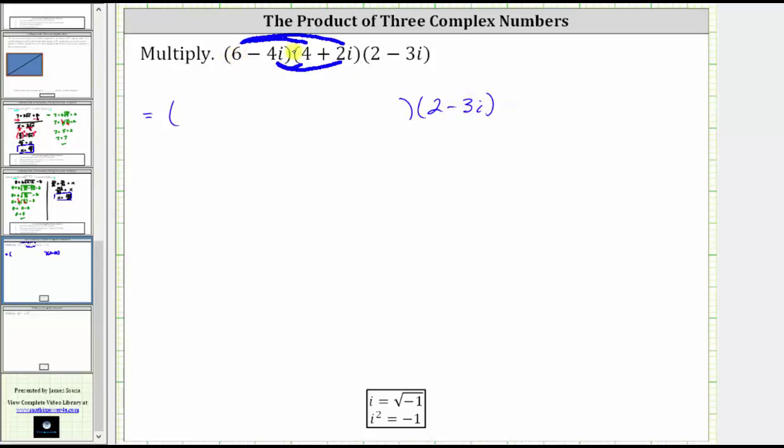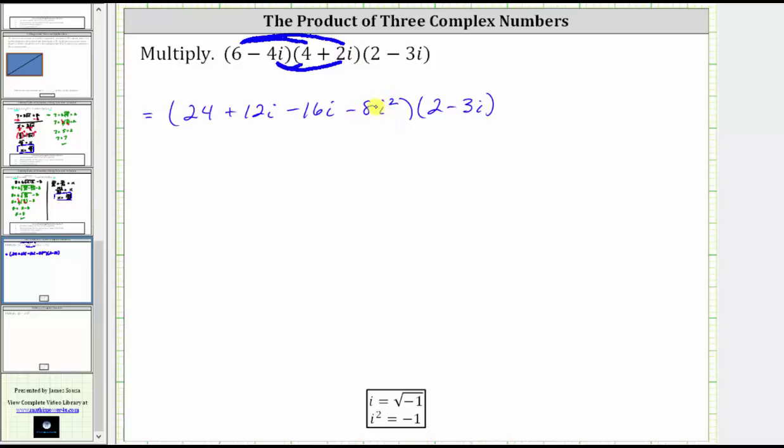Distributing the 6, we have 6 times 4, which is 24, and then 6 times 2i, which is 12i, giving us plus 12i. And then we distribute the negative 4i. Negative 4i times 4 is negative 16i, giving us minus 16i. And then the final product is negative 4i times 2i, which is negative 8i squared, giving us minus 8i squared.